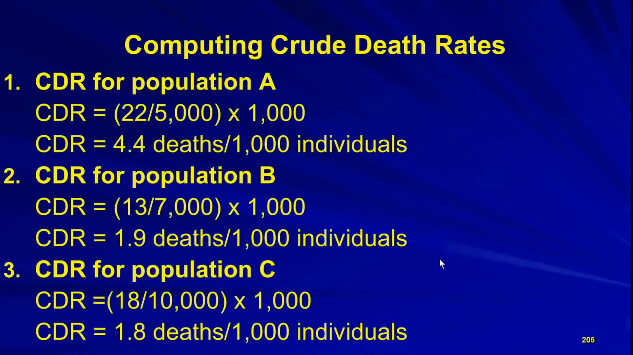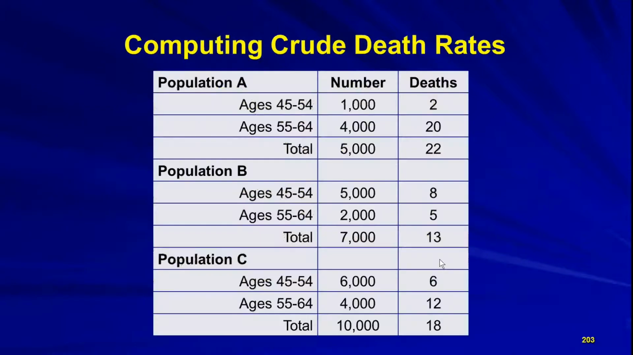Okay, the crude death rate for population A is 22. That was the total, remember? And let's go back and look at that real quickly. That was 22 divided by 5,000. The next one is going to be 13 divided by 7,000, because that's the crude rate. And these would be specific rates because they have to deal with demographic information, in this case age. And the last crude rate would be 18 divided by 10,000.